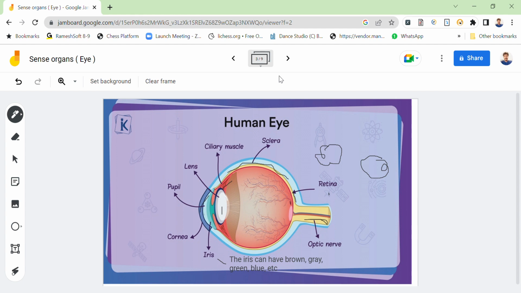Now I'll tell you the diseases and ailments and what precautions we should take. Okay, now let's get started with the ailments.